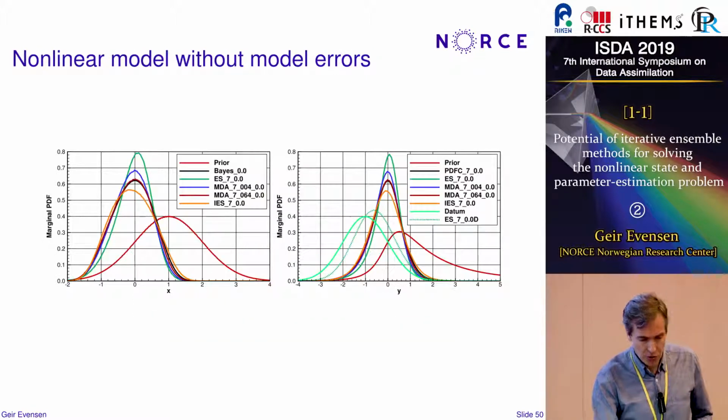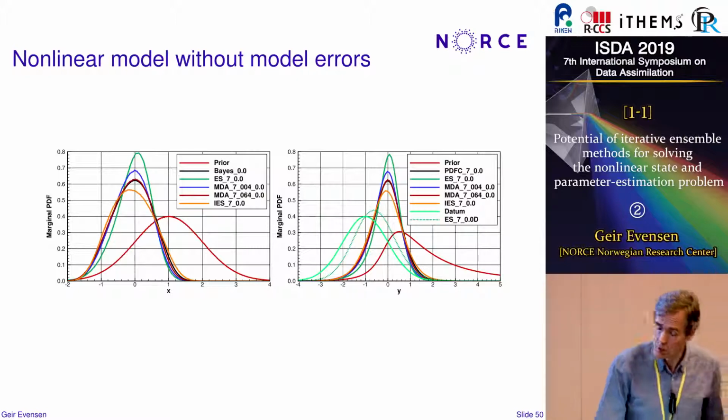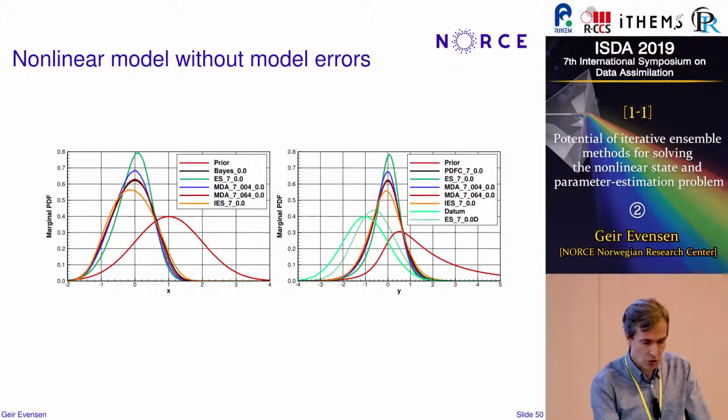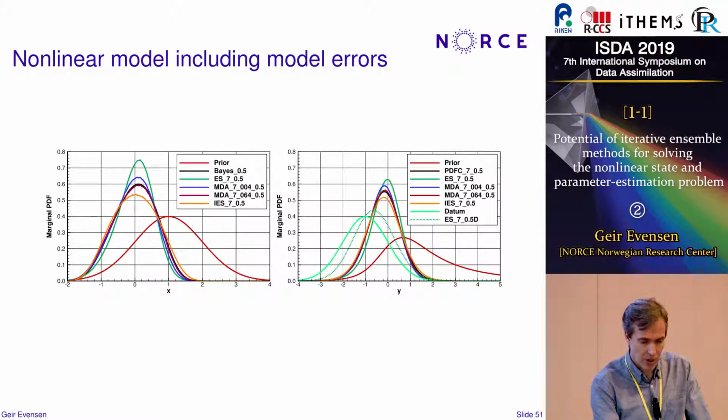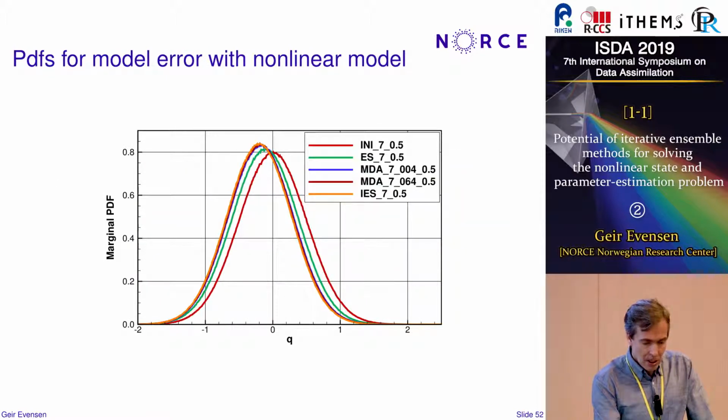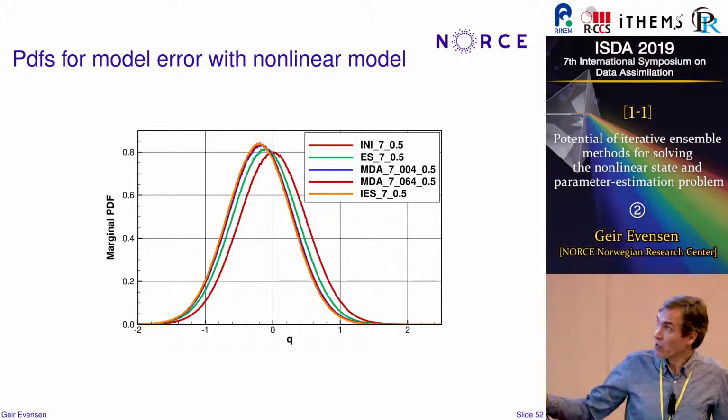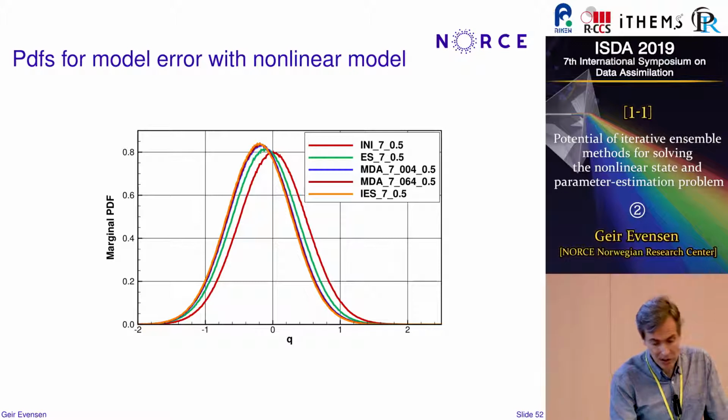I have the same plots for the nonlinear case, but they just show the same behavior, except now the different methods are giving slightly different estimates.